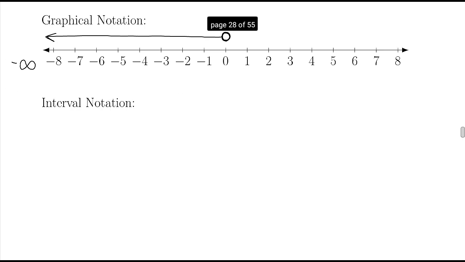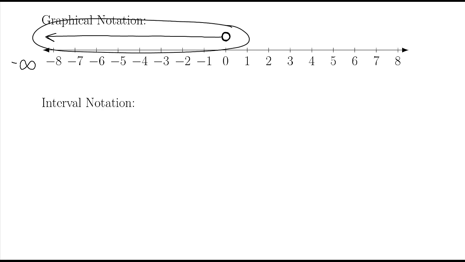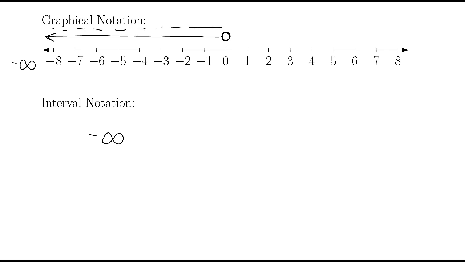Instead of drawing the graph for interval notation, I'm going to look at the furthest left that this arrow that I just drew goes. Well, it goes to negative infinity. That's the furthest to the left. How far to the right does this go? It goes to 0. 0 is a sort of cutoff point. So I'm going to say from negative infinity, comma, to 0, that's where my solutions are.